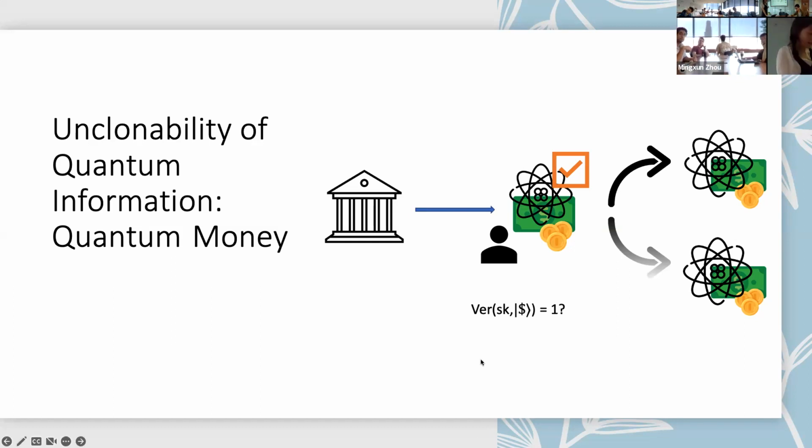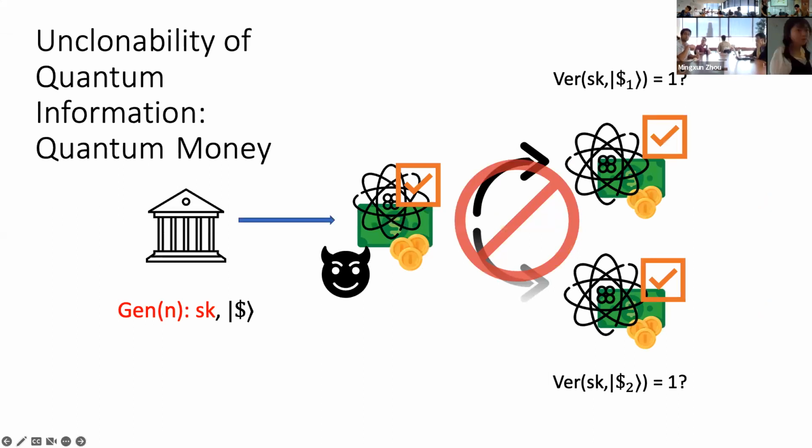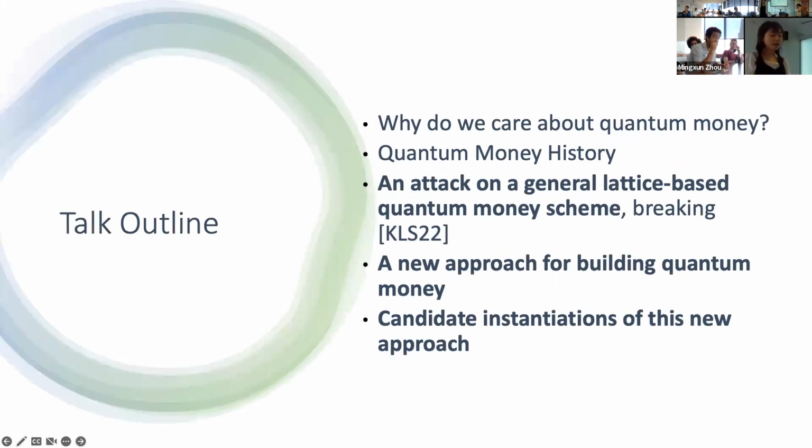Suppose this Alice is malicious, and she wants to make two copies out of it so that she can double spend. She is not supposed to do so. Basically, we want to say that there is no procedure for Alice turning one copy of valid quantum money issued by the bank into two copies that can both pass verification by the bank, and thereby Alice can double spend. From now on, I've introduced the basic notion.